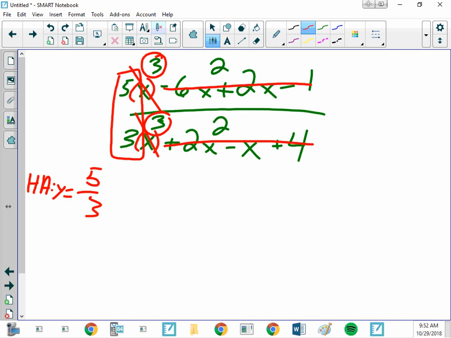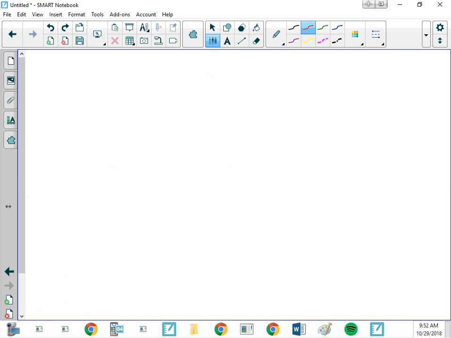Okay? So we've done bottom is bigger than top. If the bottom is bigger than the top, then your HA is at 0. If your top and bottom are the same size, then your HA is at the fraction of the leading coefficients. What if your top is bigger? What if I have 4x to the fifth, and none of that other stuff matters right now, so I'm not even going to write it. And I divide that by 6x to the fourth.